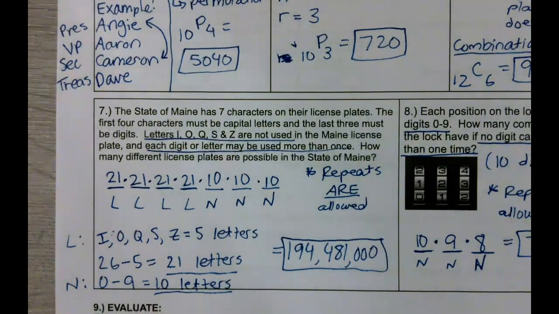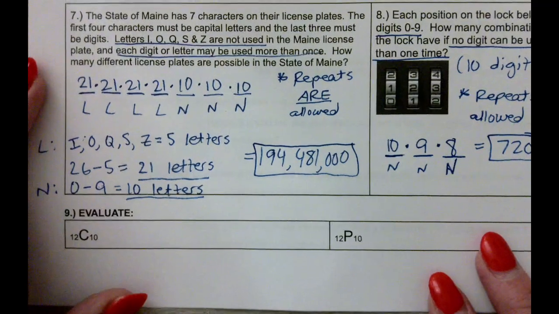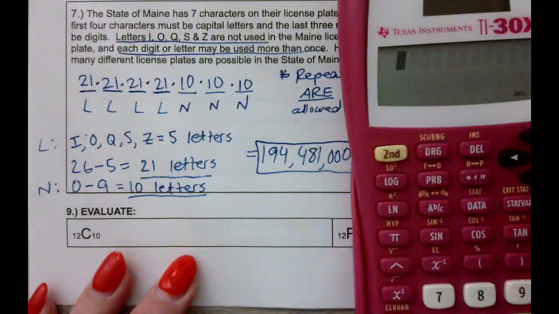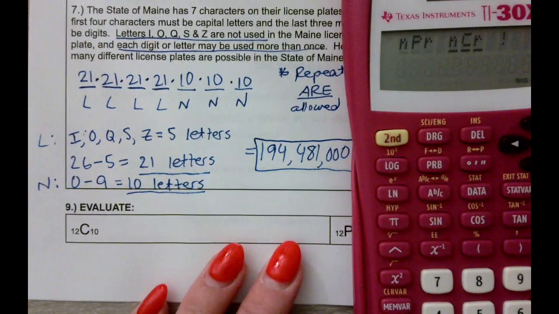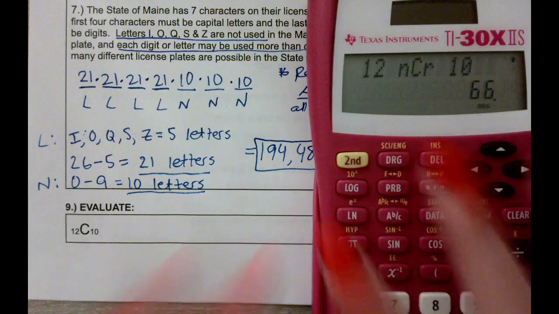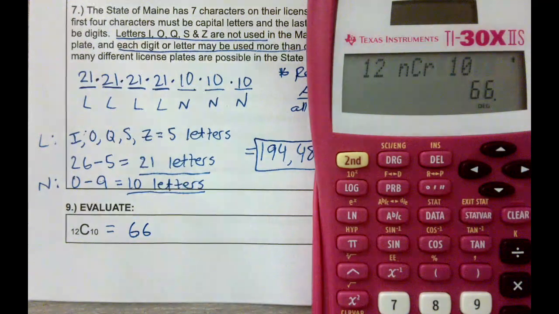Okay, these next two are very simple compared to what I just did. We're literally telling you what to do. You just have to type it into your calculator correctly. So, we have 12 C 10, 66. That's it.